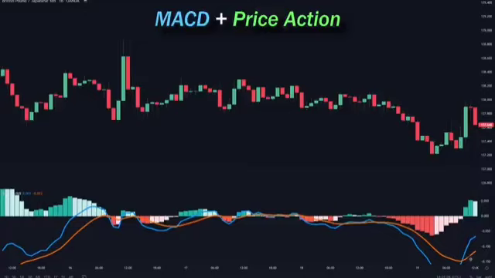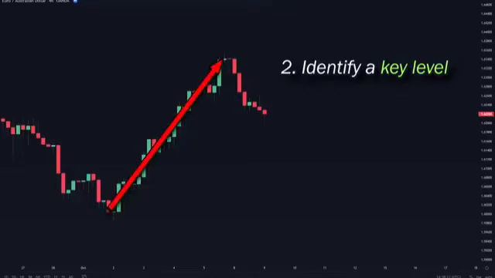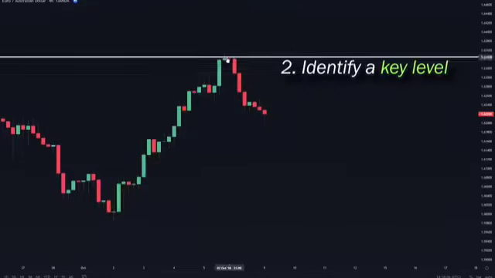So here's how the strategy works. The first step is we need to choose a time frame. In this case, I'm using the 4-hour time frame. Now the next thing you need to do is identify a key level within this time frame. So as you can see, the price went up, hit and reversed downwards. And so we can draw a resistance line up here.